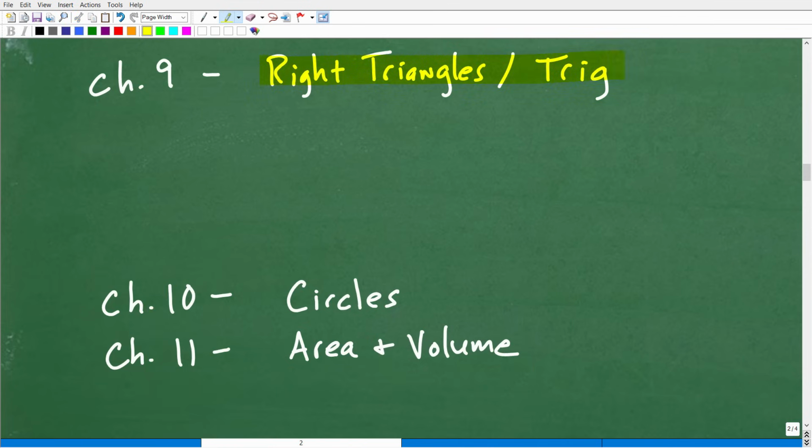And now we have right triangles and basic trigonometry. Again, this is our third chapter that is dedicated to triangles. Okay, so now we're talking about right triangles. Again, that's where one of the angles is 90 degrees, represented by this little notation right there.